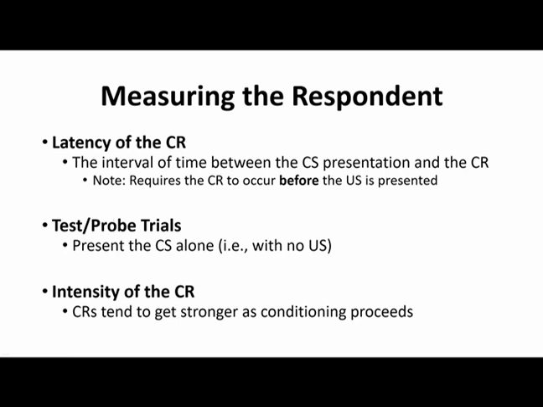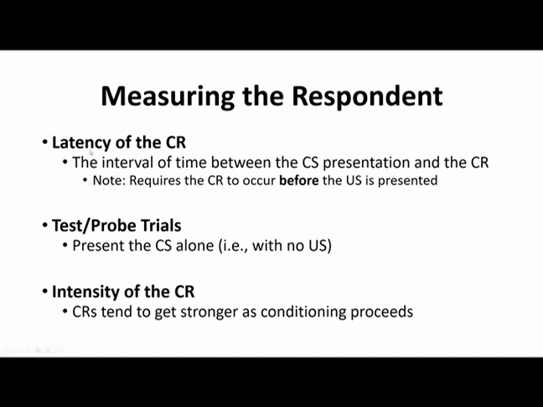The textbook doesn't state these explicitly, but we do end up seeing a lot of these in examples, so I figured it'd be a good point to just talk about them. So we can measure our respondent, our CR, by looking at its latency, by running test or probe trials, or by specifically looking at the intensity of it.